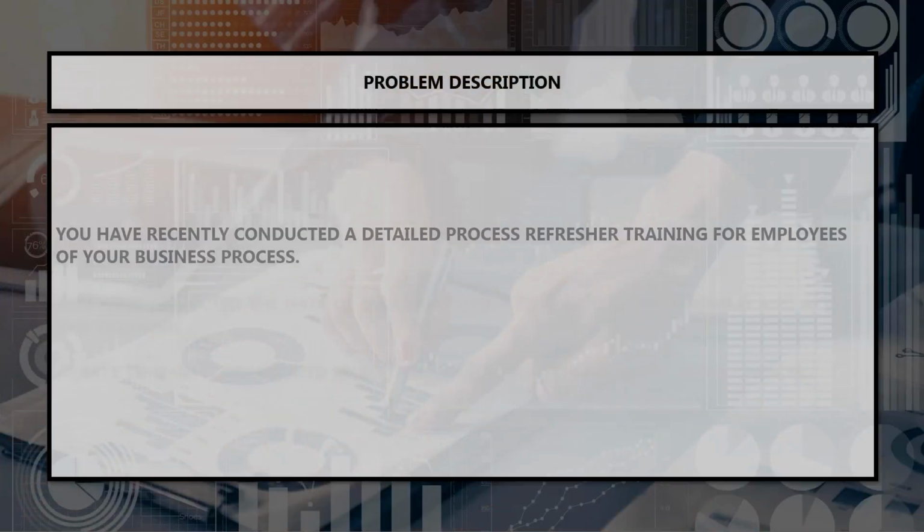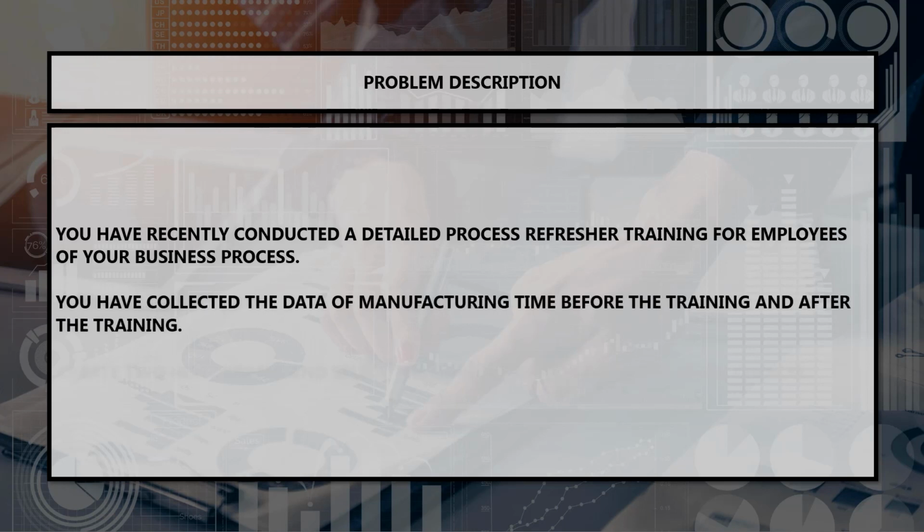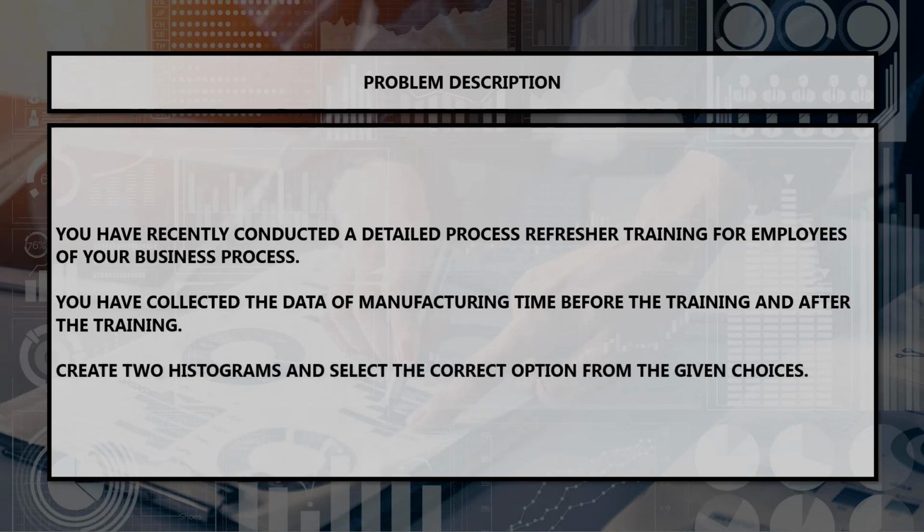So, with this background information, let's look at a real-life situation. I have provided a downloadable link to this data in a spreadsheet in the description section. You have recently conducted a detailed process refresher training for employees of your business process. You have collected the data of manufacturing time before the training and after the training. Create 2 histograms and select the correct option from the given choices.